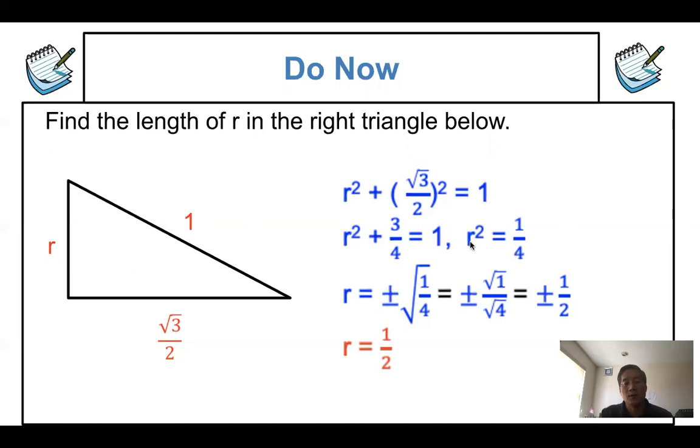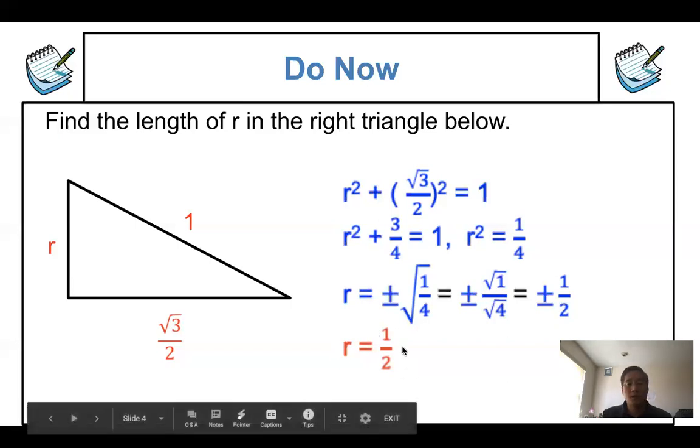How do you solve for r from the square? Yeah, you take the square root of both sides. Then you have two solutions, plus minus. And you know how to separate the square root of 1 over 4 into square root of 1 over square root of 4, and it becomes 1 over 2, plus minus. But because r is a distance, distance cannot be negative, so you take only the positive one.